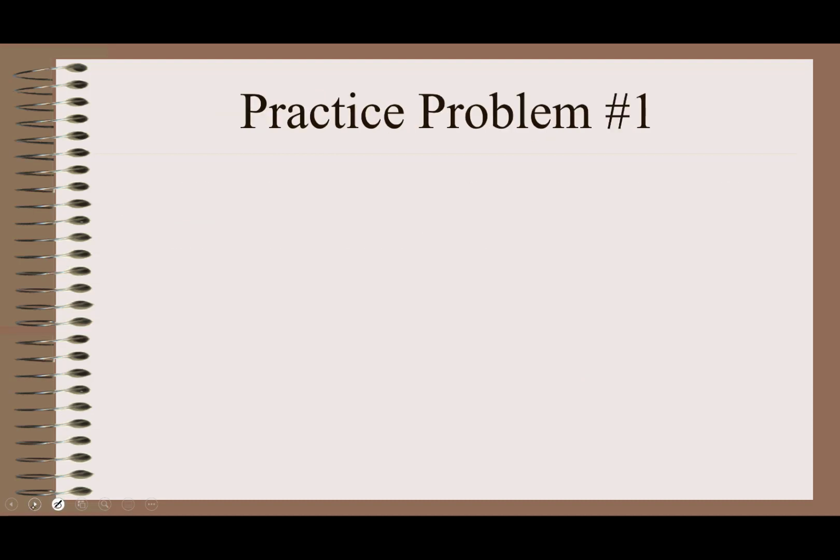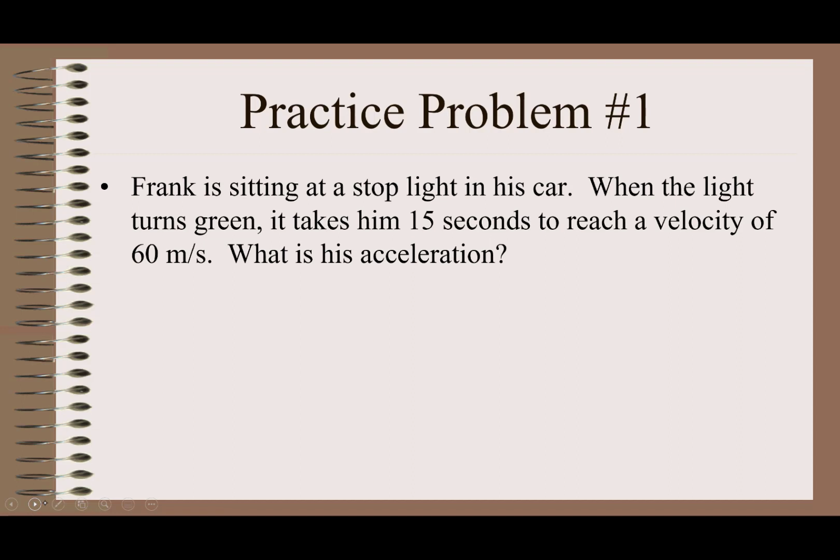So first practice problem you have. These are going to be the exact same problem-solving skills that we have used in the past, where the first thing I want you to do is to read the problem and write down the things that are given. So a couple things that we know. Frank is sitting at a stoplight in his car. All right, he's at a stoplight. So that means his original velocity, his initial velocity, is 0 meters per second.